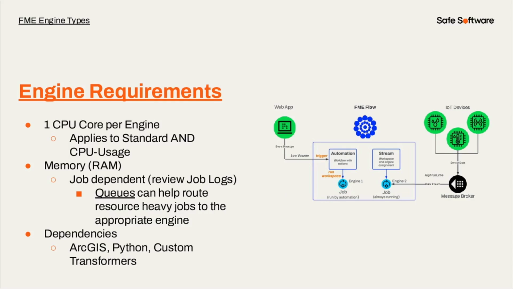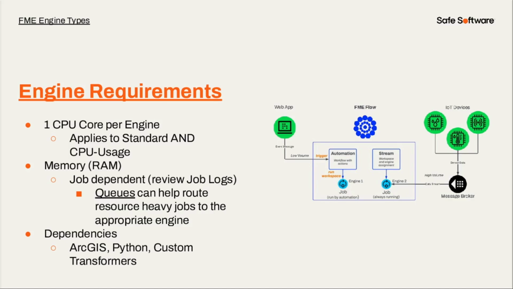And I believe this is the last slide of the section for me on the engine requirements. This is where, again, you do have specific requirements for how these engines actually function in terms of the hardware. Our recommendation is to have one CPU core per engine, and this applies to either standard or CPU usage engines. In terms of the memory requirements for your engines, this is very job dependent. And again, best practice here is to review your job logs. If you do have high memory jobs, you can use something like queues to route them to an engine machine that has more RAM. So you can check your job statistics, see which ones have high memory usage, and intelligently route them to the appropriate engine to make sure you're not going to have throttling or memory issues by having to write out temporary files effectively.